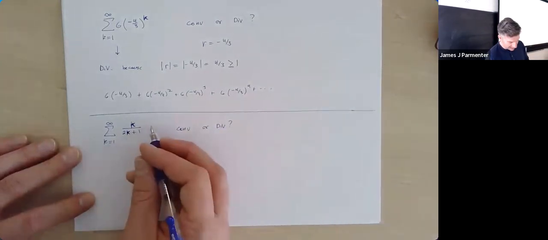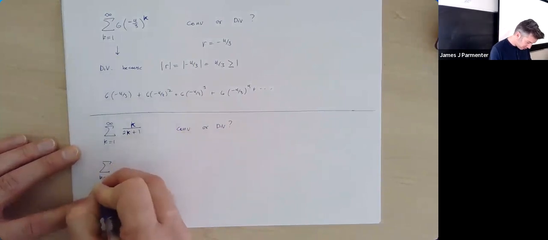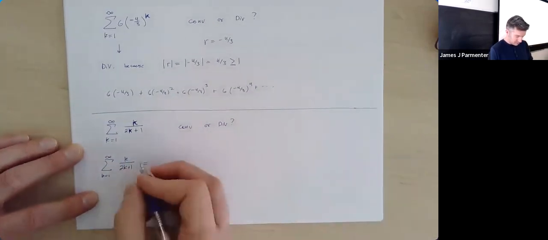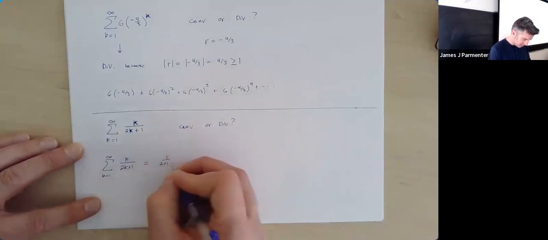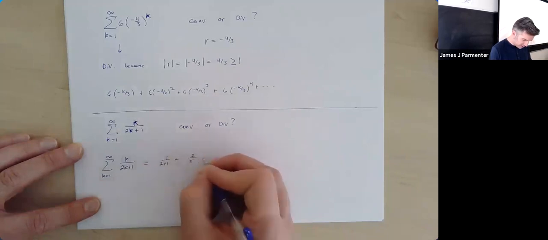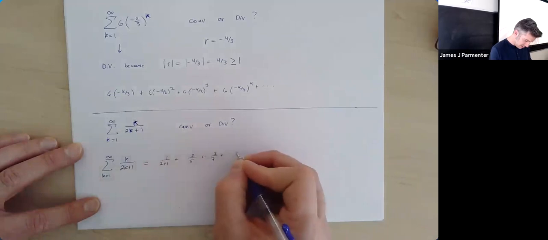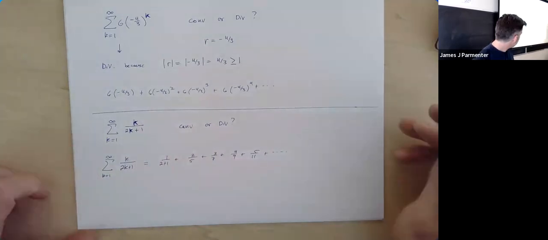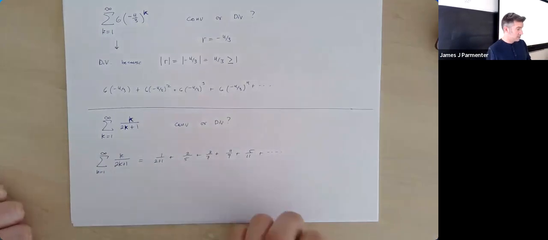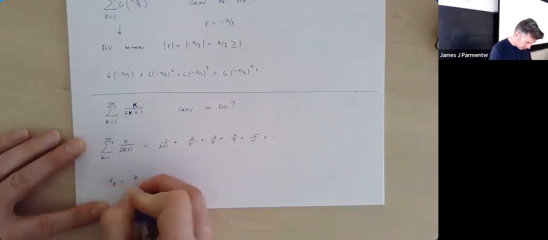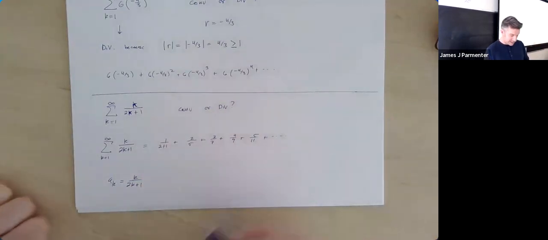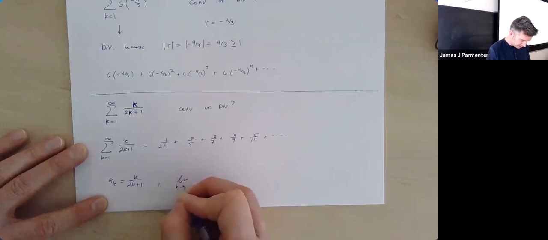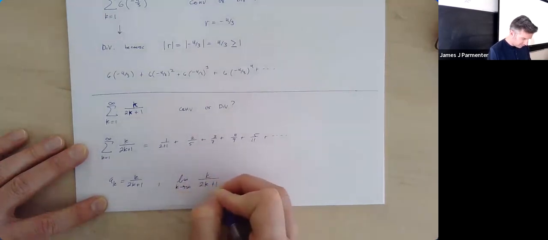So if we start plugging in values for k, this sum from k equals 1 to infinity of k over 2k plus 1 is equal to 1 over 2 plus 1, which is 1 third, plus 2/5, plus 3/7, plus 4/9, plus 5/11, plus dot dot dot, forever and ever. Now let me ask you about the individual terms of the sequence. The sequence a_k equal to k over 2k plus 1. What does this sequence converge to? Well, the limit as k goes to infinity of your sequence is what fraction?